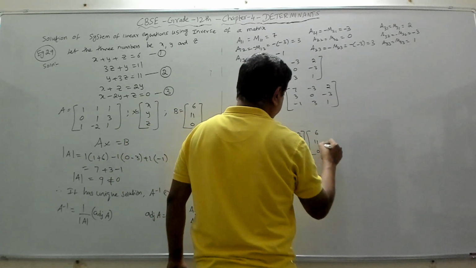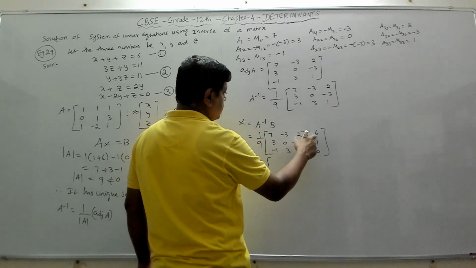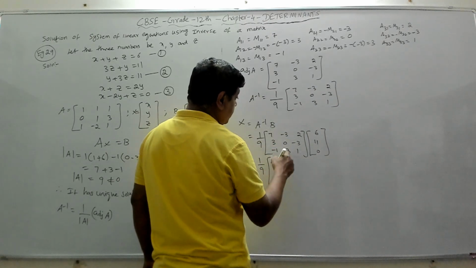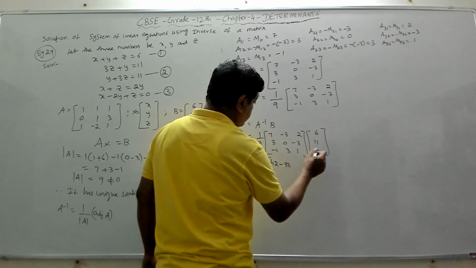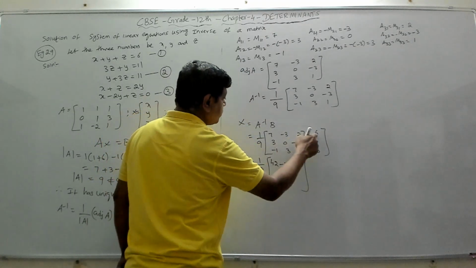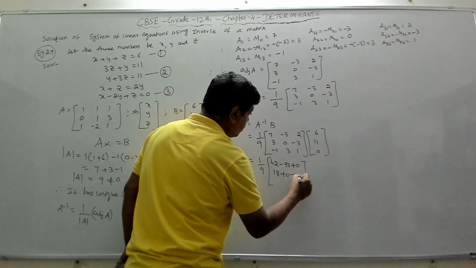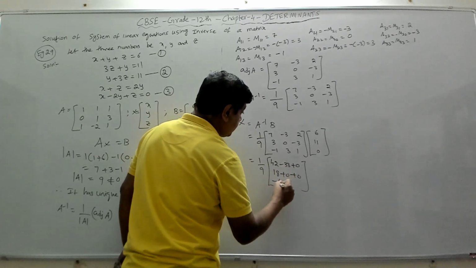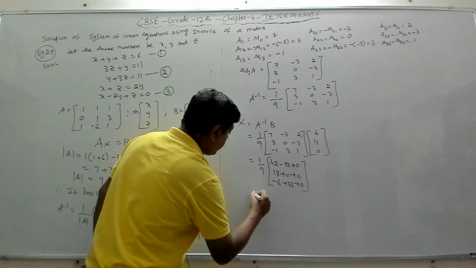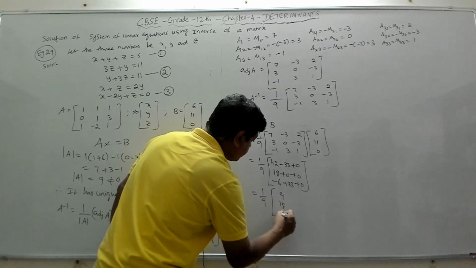That is equal to 1 by 9 of 7 into 6 is 42. You have to multiply, sorry, minus, because minus 3 into 11 is minus 33. 2 into 0 is 0. Then 3 into 6 is 18. 0 into 11 is 0. Minus 3 into 0 is 0. Then minus 1 into 6 is minus 6. 3 into 11 is 33. 1 into 0 is 0. So you finally get 1 by 9 of 9, 18 and 27.